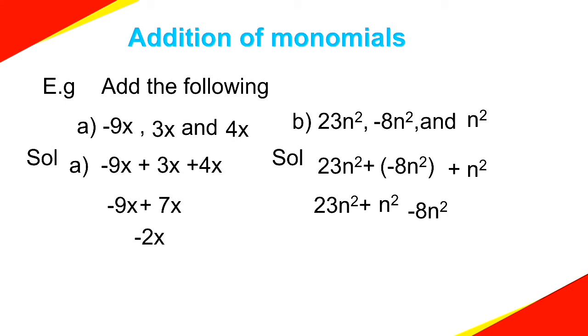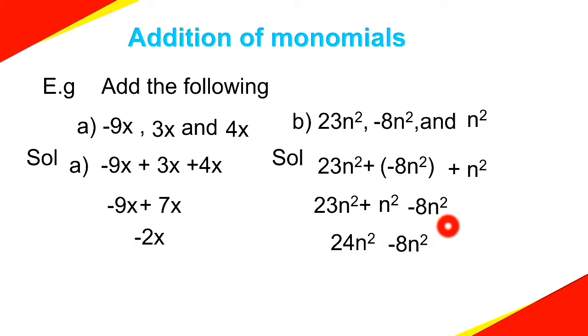Now here, according to the BODMAS rule, first we have to simplify the 23n square plus n square. We are going to simplify the first one. What can we get? 23 plus 1. Right? Very good, students. 24n square. Next one, minus 8n square.